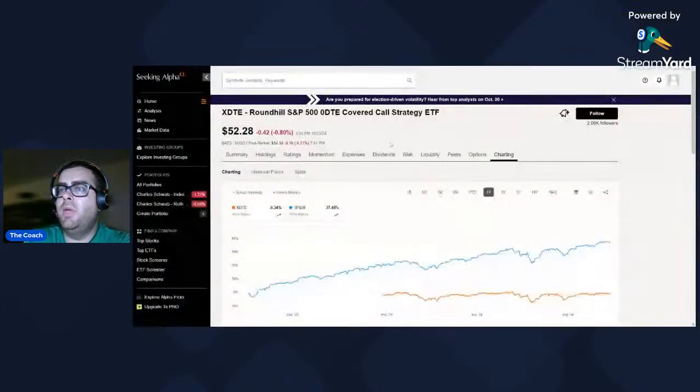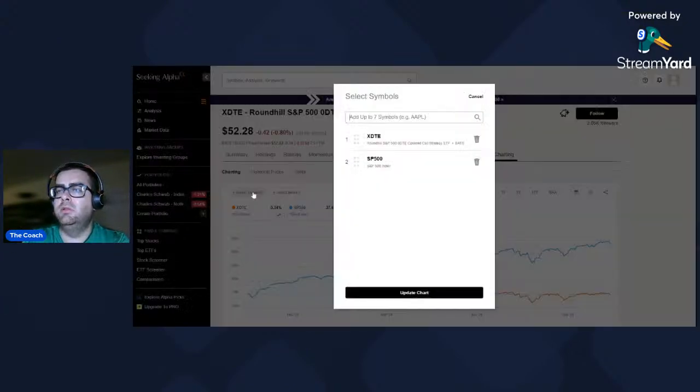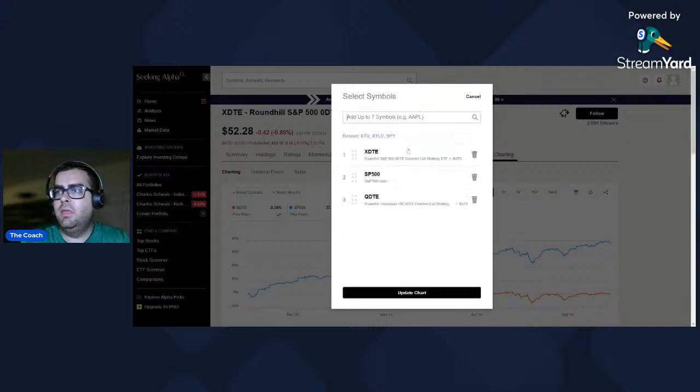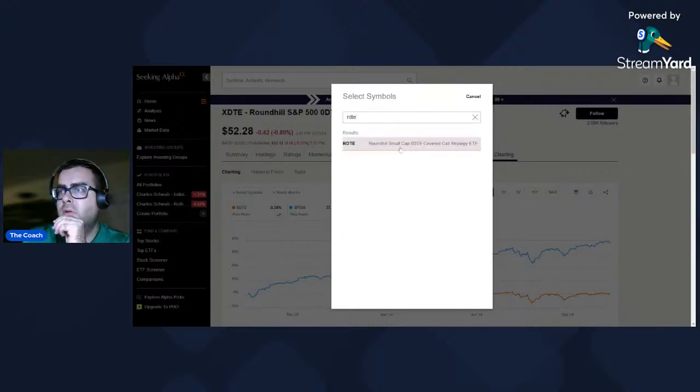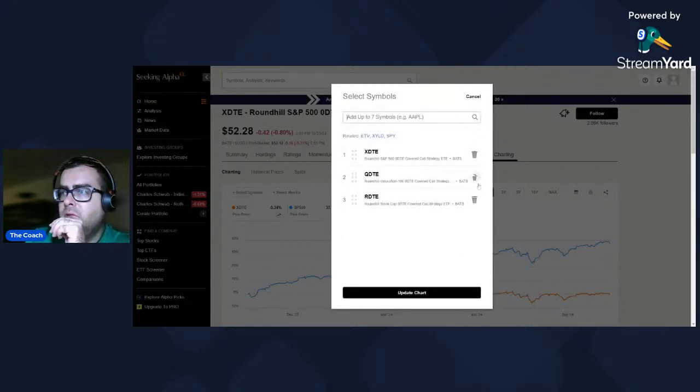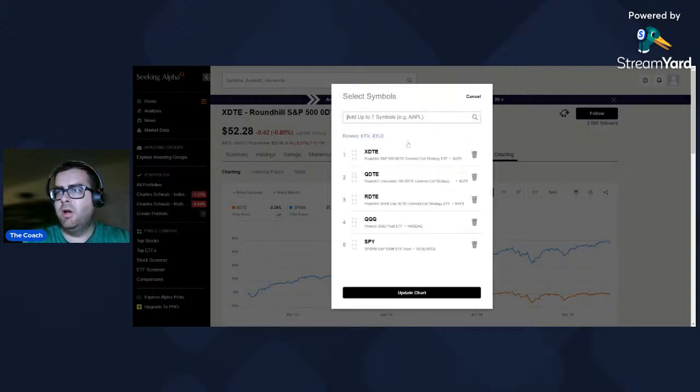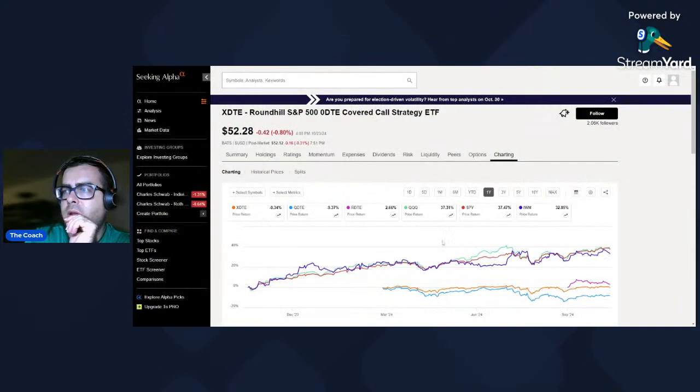So we've got XDTE. I'm going to put in to do a comparison here, QDTE over here, and then RDTE over here. Get rid of this one. While we're at it, let's just do the underlyings as well. QQQ, SPY, I spy SPY, right? And then IWM. Okay, so let's see what we got here.